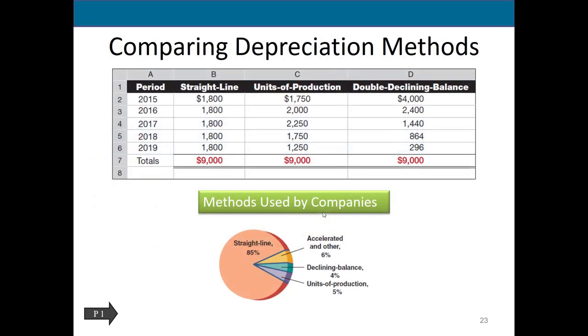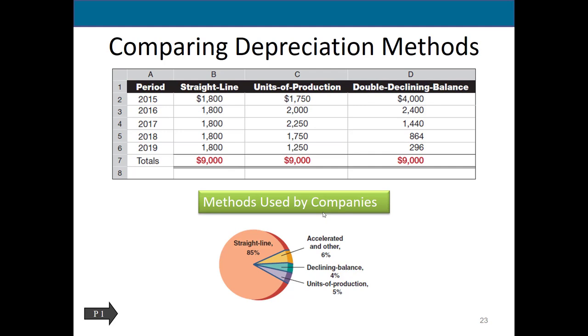Look at this. If I see all 3 methods over the 5-year period, it's exactly the same. I still come out over 5 periods to 9,000 of accumulated depreciation, leaving a $1,000 salvage value on the books. You'll see down there at the bottom, methods used by companies. About 85% of all companies use straight line. There's a good reason for that. Number 1, straight line is generally accepted accounting principles. That's what we're supposed to use for GAAP.